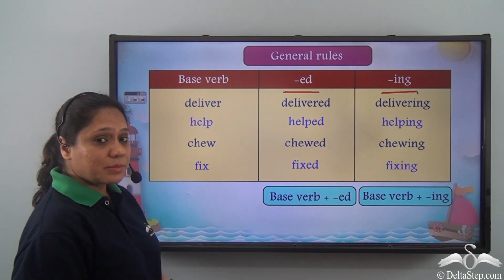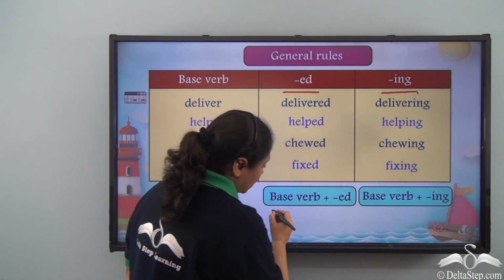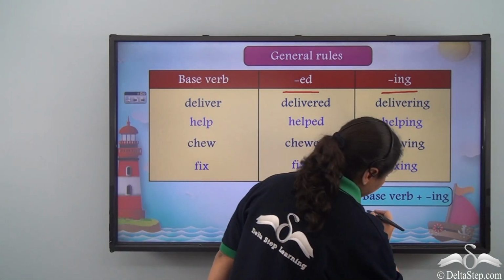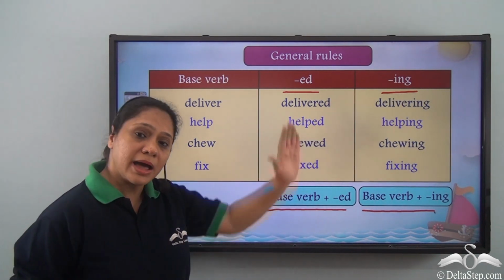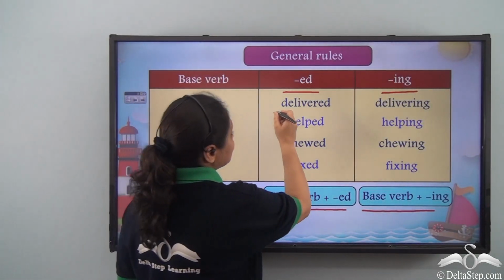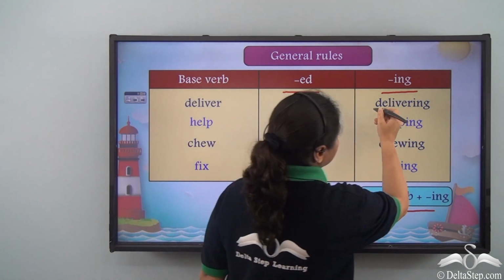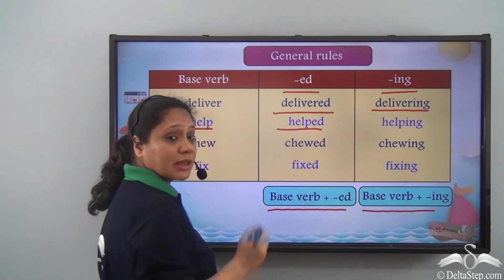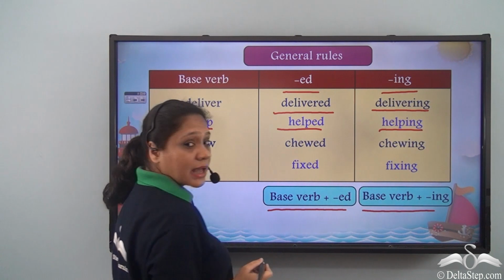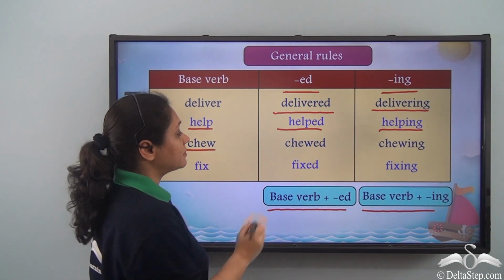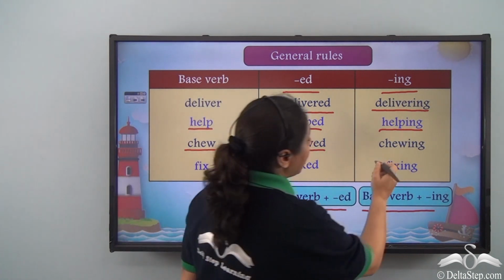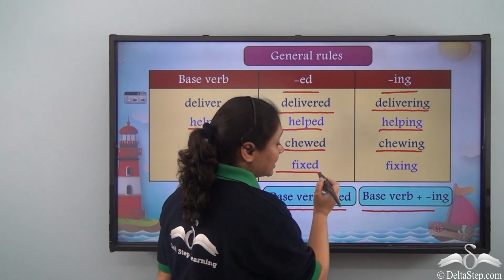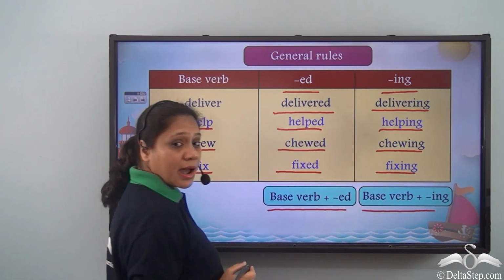When we have the base verb deliver, we add ed to the base verb to get the ed form, and we add ing to the base verb to get the ing form. So deliver becomes delivered in the ed form and delivering in the ing form. Help becomes helped in the ed form and helping in the ing form. Chew becomes chewed in the ed form and chewing in the ing form. Fix becomes fixed in the ed form and fixing in the ing form.